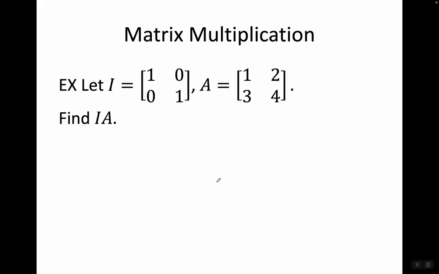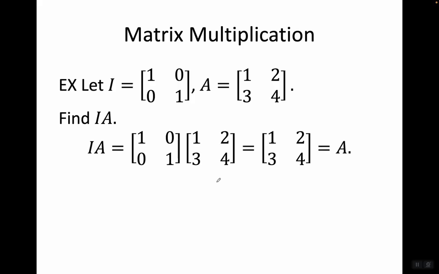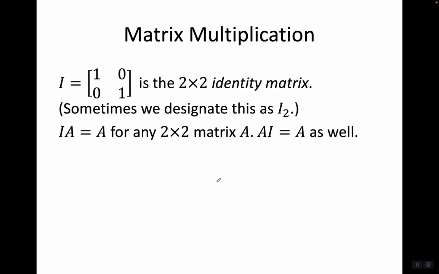Let I equal [1, 0; 0, 1] and A equal [1, 2; 3, 4]. Find IA. It works out that [1, 0; 0, 1] times [1, 2; 3, 4] is just [1, 2; 3, 4], in other words, A. In fact, it will always work out that way. I is the 2 by 2 identity matrix. Sometimes, if it's ambiguous, we'll designate that as I2. IA equals A for any 2 by 2 matrix A. AI equals A as well.